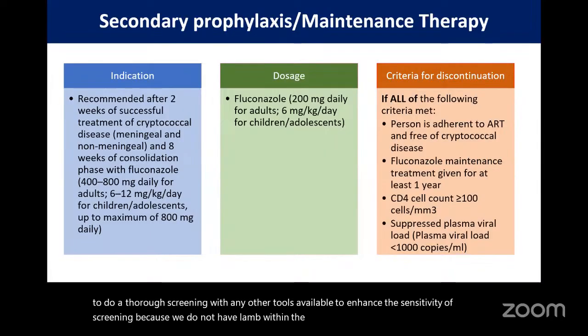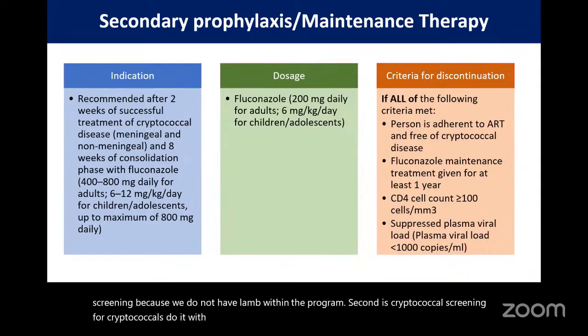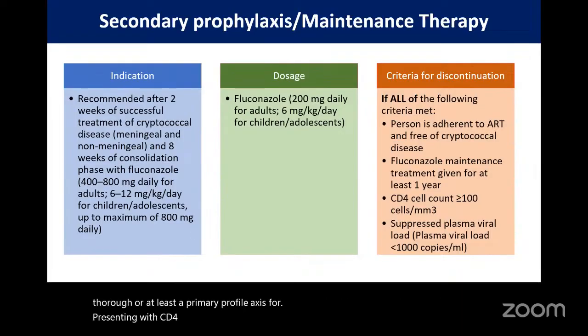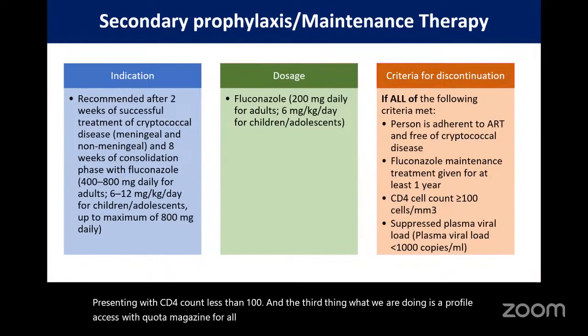Second is cryptococcal screening. Screening for cryptococcus, do it with CrAg antigen. If it is not part of the program, then you do a very thorough screening or at least a primary prophylaxis for all presenting with CD4 count less than 100. And the third thing we are doing is a prophylaxis with cotrimoxazole for all presenting with CD4 less than 350.